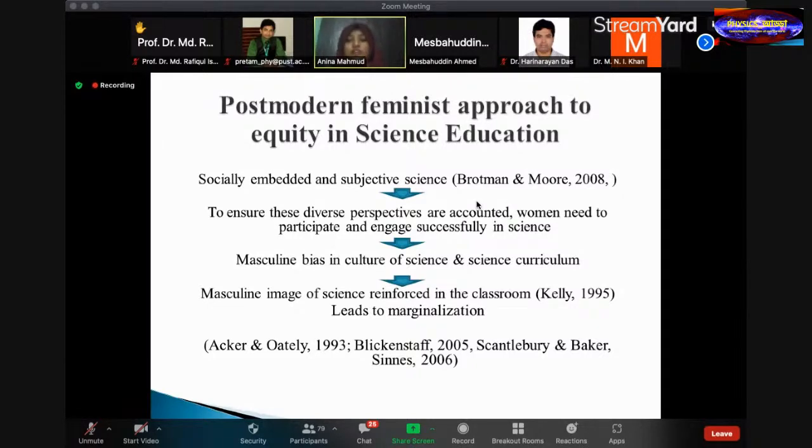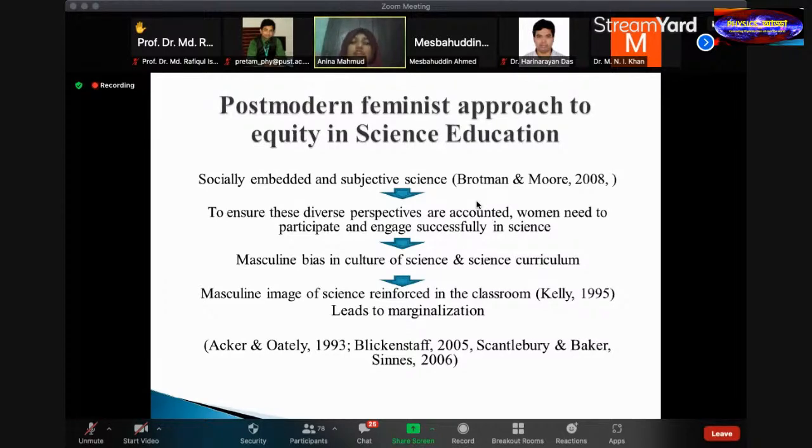Another thing is that, from this perspective, male bias reinforced in the science classroom has an enormous effect in marginalizing women from participating in higher education science. Now, how is the masculine image of science reinforced in the classroom? When we teach science in a rigid way that presents science in a logical and objective manner, it has the potential to marginalize some women from science. Also, when masculine stereotypes and the masculine bias inherent in science and its disciplines are presented in the classroom, it portrays science as a masculine discipline and marginalizes women.